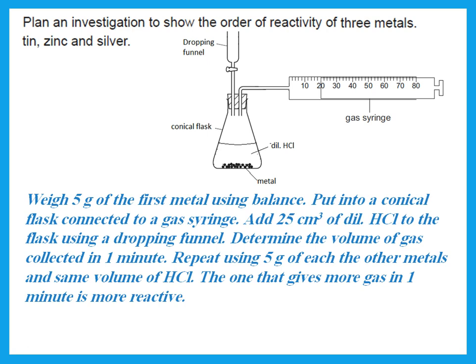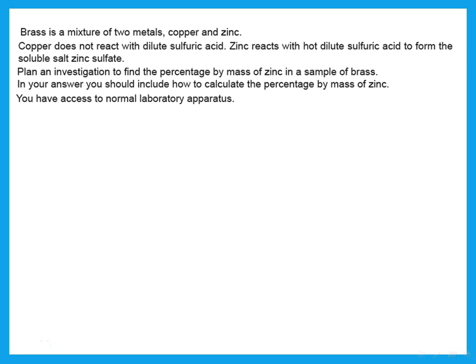Weigh 5 grams of the first metal using a balance. Put it into a conical flask connected to a gas syringe. Add a certain amount of dilute hydrochloric acid to the flask using a dropping funnel. Determine the volume of gas collected in 1 minute, and then you're going to repeat using the same mass of the other metals, same volume of HCl. The one that gives more gas in 1 minute is the one that is more reactive.